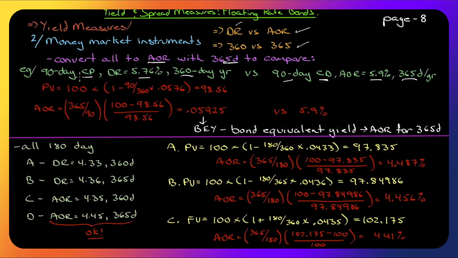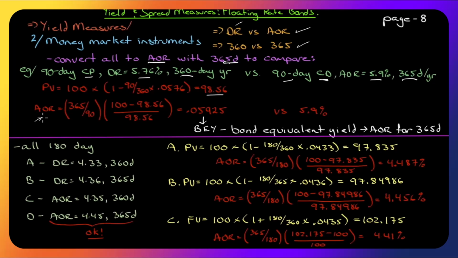Let's get a present value for this discount security, because we know its future value is going to be par. It's going to be 100, and we're just going to price it out as if it were 100% of its face value. So the present value is 100 times 1 minus the discount, and we're holding it for 90 days out of 360. It's 90 over 360 times the discount rate, 5.76. We get 98.56.